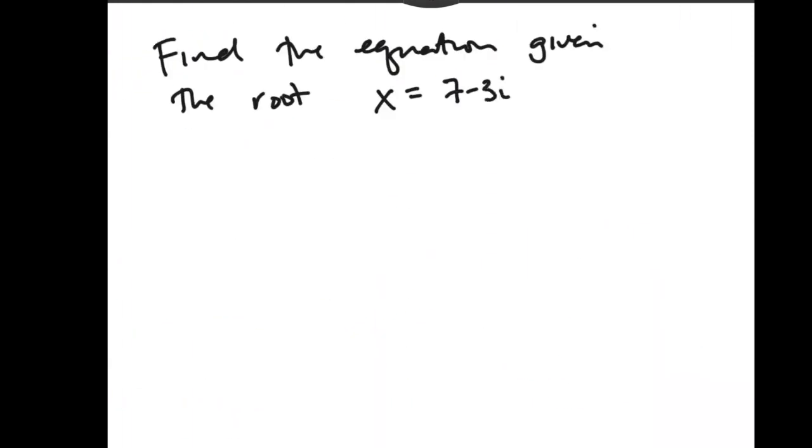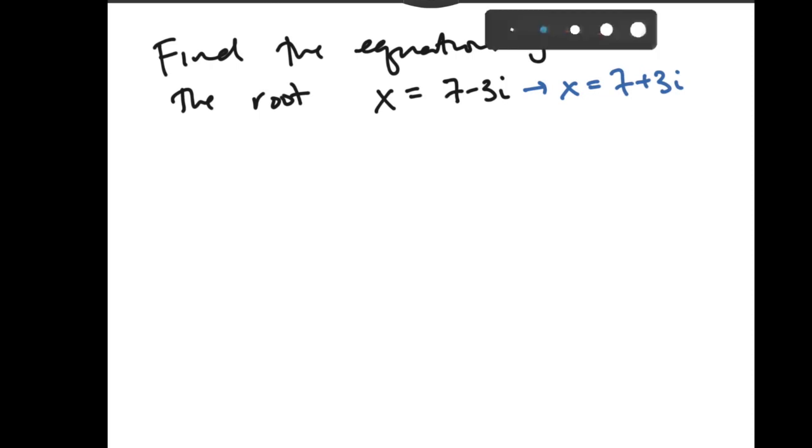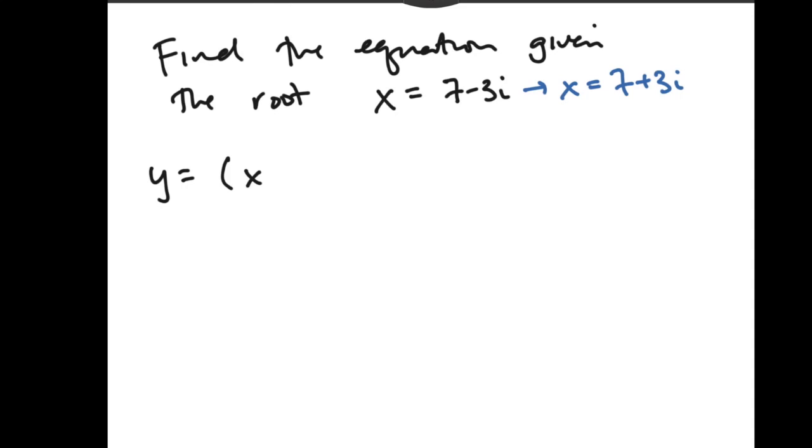Let's do one more. Well, as I mentioned before, complex solutions will always come with conjugate pairs. So that means automatically we will also have x equals 7 plus 3i. So let's plug that in. And since it's positive 7, it's going to be minus 7. And then we're going to have a positive 3i and a negative 3i because, again, we're switching the signs.